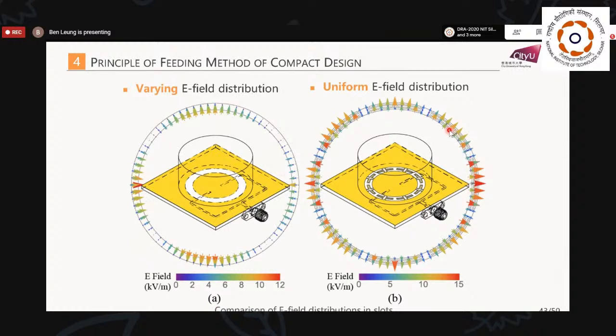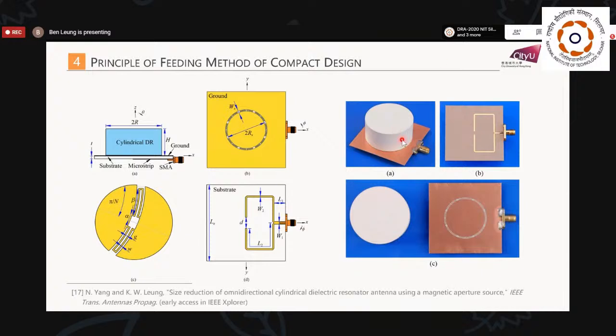Now, what is the good of having a uniform E field around the slot? It can be modeled as a magnetic ring, a uniform magnetic ring current. If we have a uniform magnetic ring current, then we can excite the TM mode of the DRA. Now, this is the good of the design, because now, if we go back here, this is the bottom of the DRA.